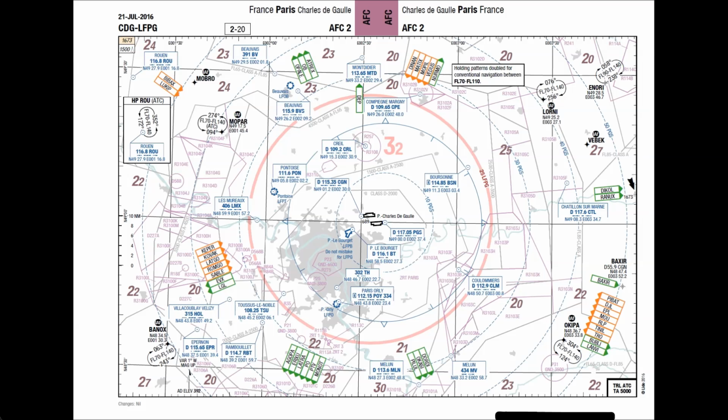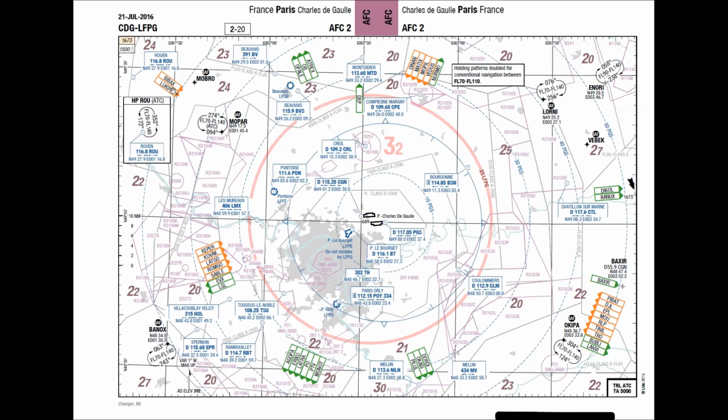Next, we'll look at the arrival into Paris Charles de Gaulle. So like always, we'll start with the AFC chart, and we can see we've got orange arrows for arrivals. We have BBAX arrival depicted in orange here, so we know we're going to have BBAX arrivals.